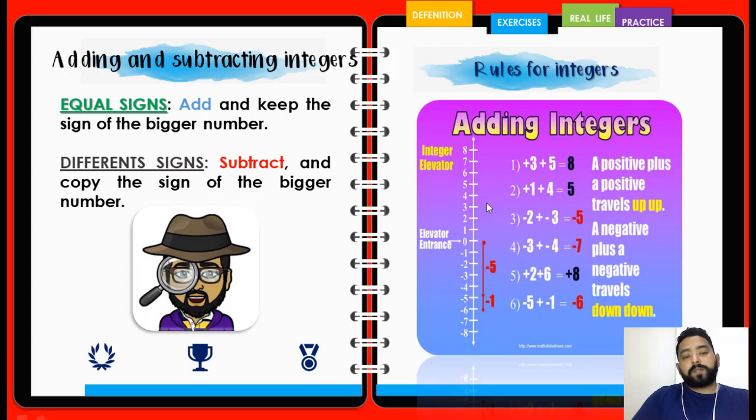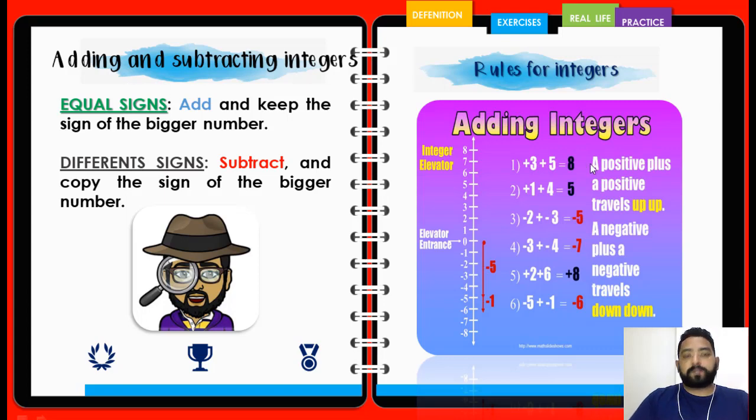Now, I will explain some exercises about adding and subtracting integers. Here we have some rules. You can identify equal signs and different signs using this number line. For example, we have the integers elevator. We have from 0 up to this position and from 0 down to negative 8.